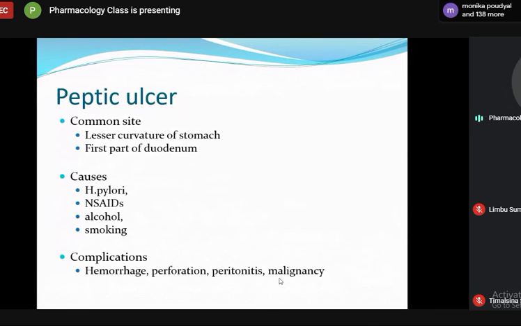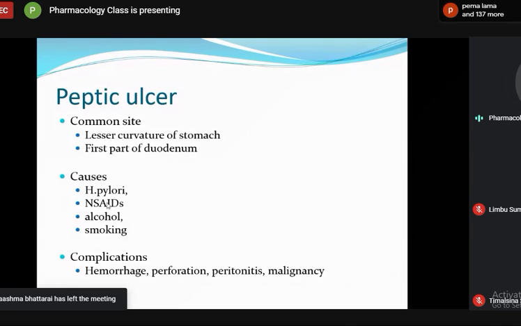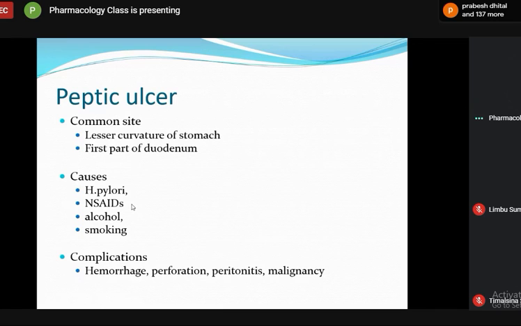So again, peptic ulcer, I think everyone knows, the common sites are in the stomach and duodenum, that is the lesser curvature of the stomach and the first part of the duodenum. There are various causes for peptic ulcer. The most common is H. pylori, which is a gram-negative bacterium. Then NSAIDs, non-steroidal anti-inflammatory drugs, which are mainly used as analgesics, anti-inflammatories, and even for fever. And the next causes are alcohol and smoking.